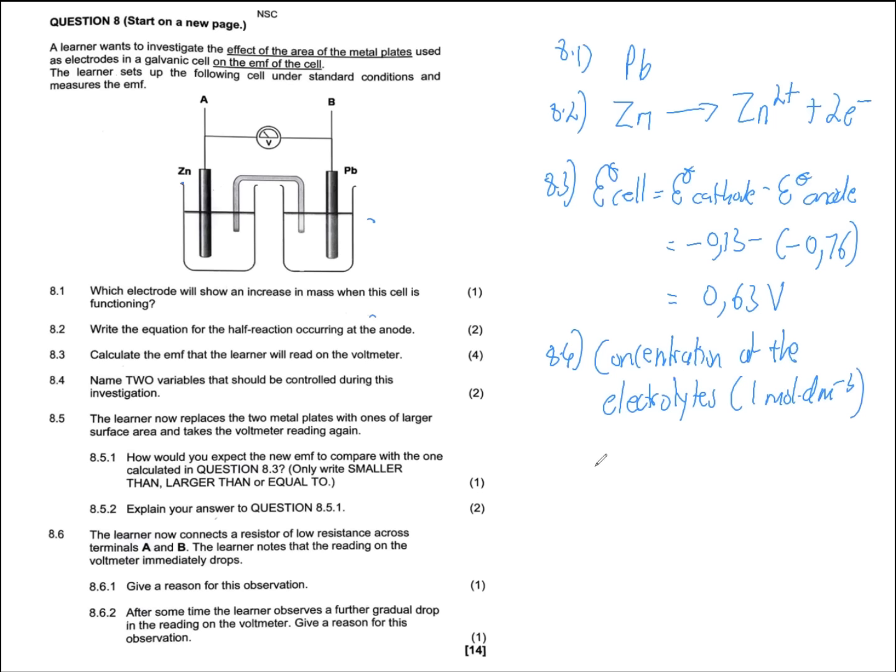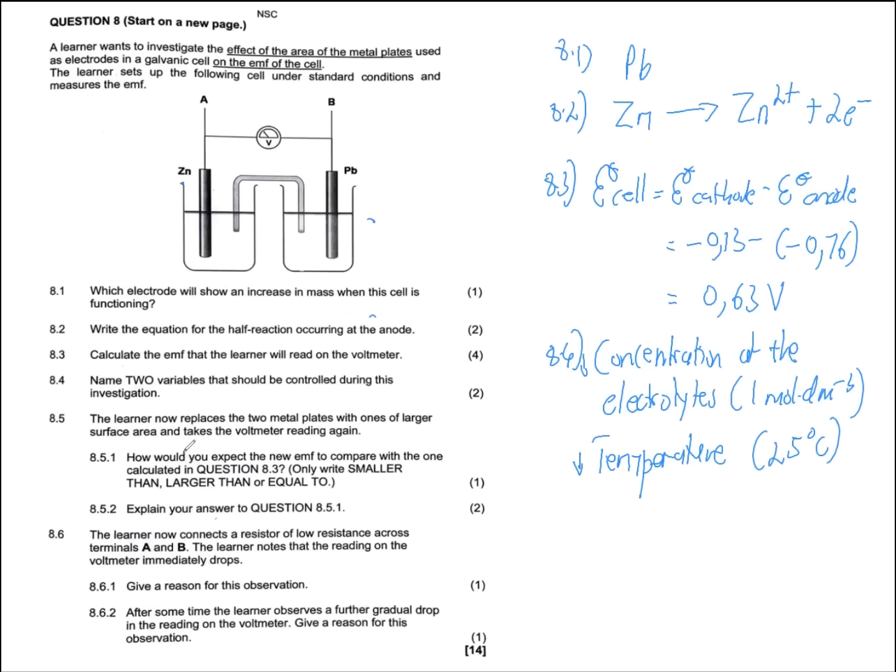And then also what else? It must be the temperature, right? So this must be the temperature, which we know it must always be kept at 25 degrees Celsius. So you just mention the concentration of the electrolyte and the temperature. Now, do not mention pressure once again, because we do not see any gases there, right? So note that.